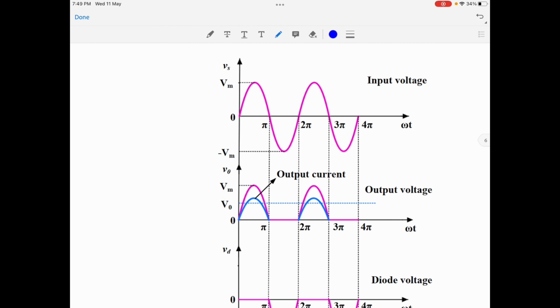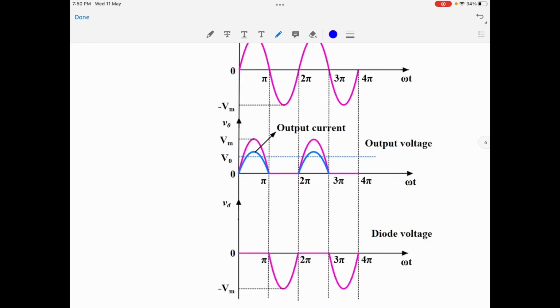Further, since we have assumed a resistive load here, the output current will be in phase with the output voltage and will have a peak value equal to Vm divided by R. The waveform shown in blue color here represents the output current I0. The third waveform shown here is the voltage across the diode itself. Since we have assumed an ideal diode, the voltage across the diode between 0 to pi will be 0 volts itself. This is the waveform analysis for the positive half cycle of the input supply.